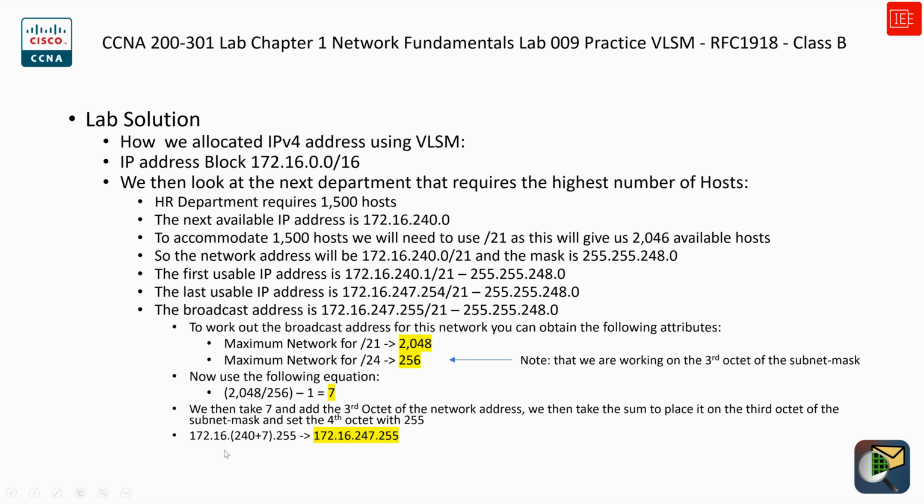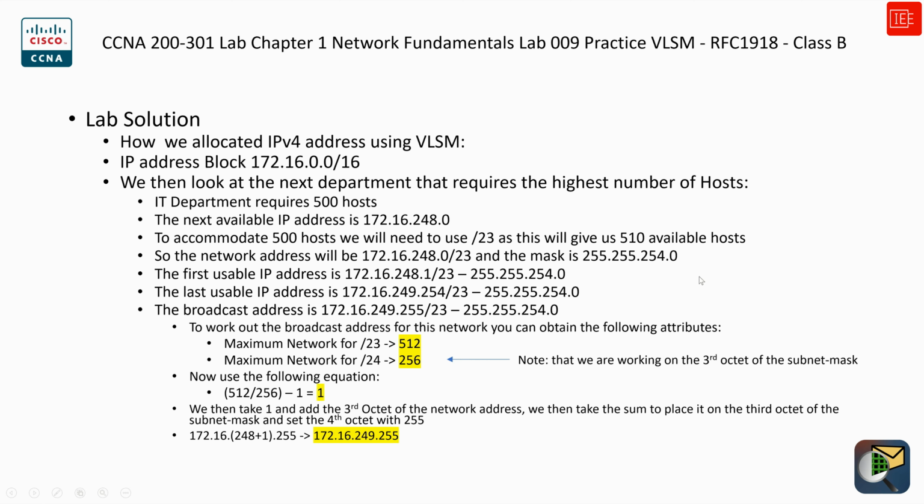We then take 7, add it to 240, which is the third octet of the network address. And that will give us 247, and then we set the fourth octet to 255, and that will give us the broadcast address for this segment. So the broadcast address will be 172.16.247.255/21. The last usable address will be the broadcast address minus 1, which is going to be 172.16.247.254/21. Next is the IT department, and this is the last department that we need to subnet.